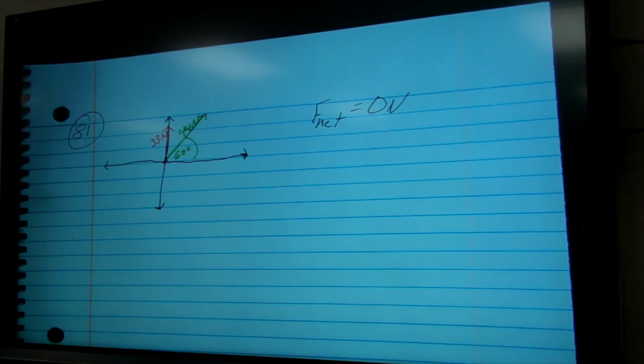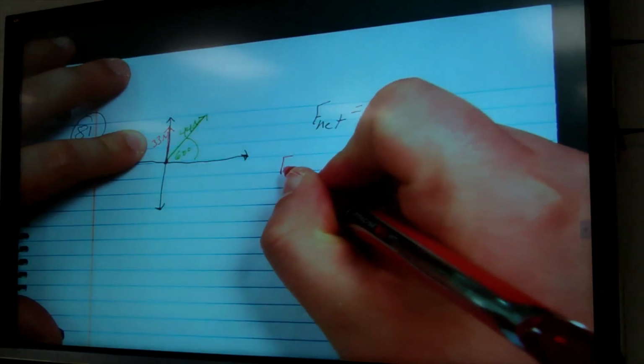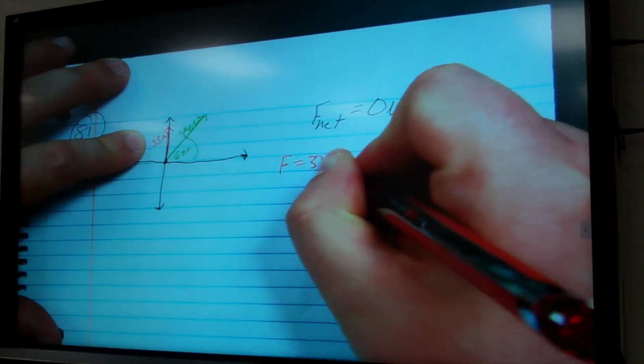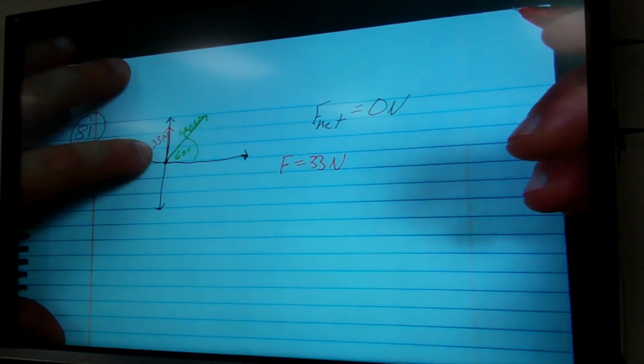Because I just don't understand it at all. Sure. Okay, so we have this first force, this red force, which is equal to 33 newtons. Now here's the good thing. They were very nice to us. Why? Because what direction is that in?